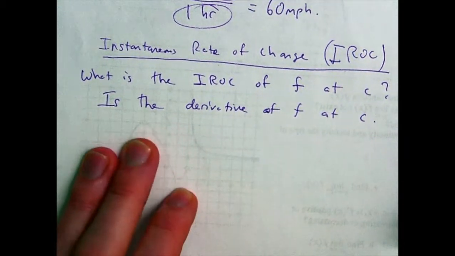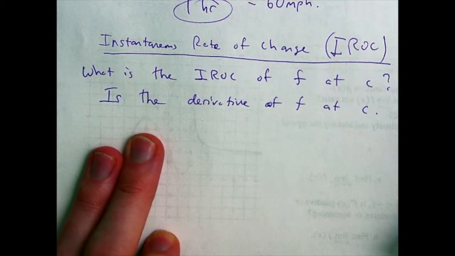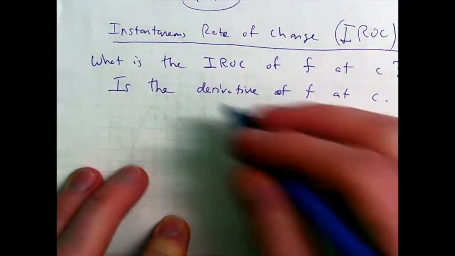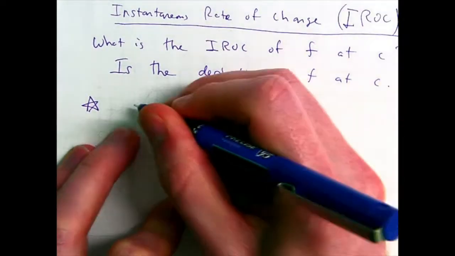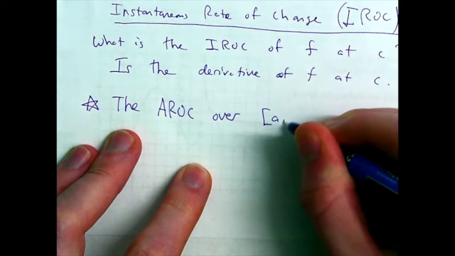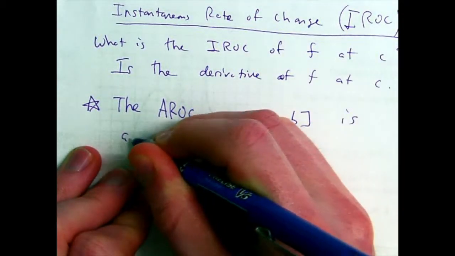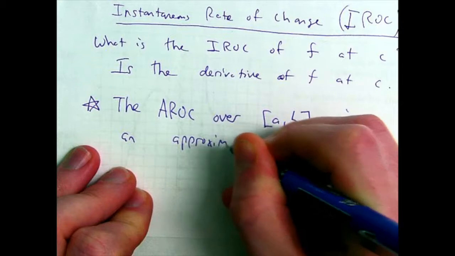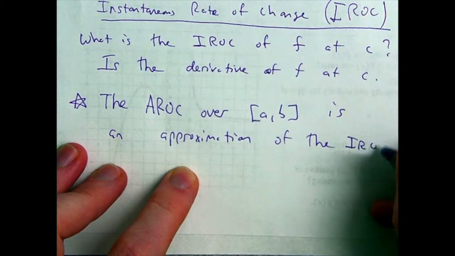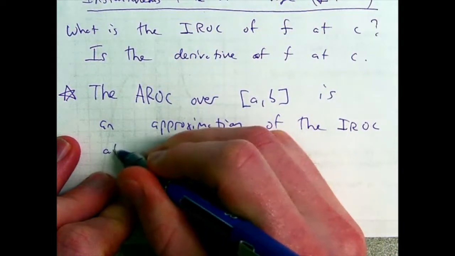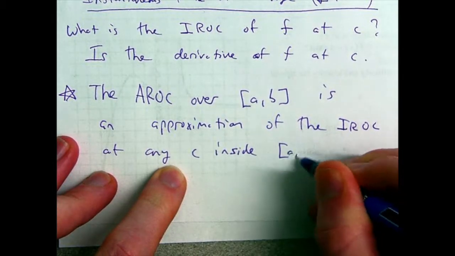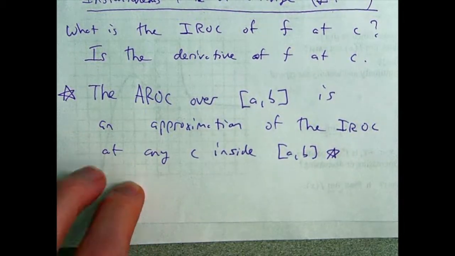Okay, now I want to segue into one final thing. I'd like to talk about the fact, and this is a really key fact, that the average rate of change over some interval AB is an approximation of the instantaneous rate of change at any c inside the interval. That's a big idea, okay?